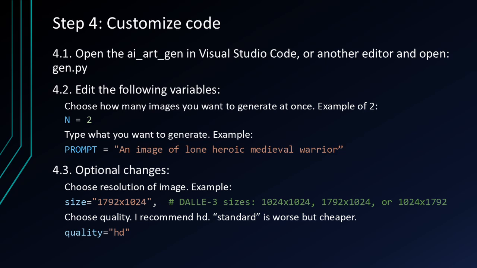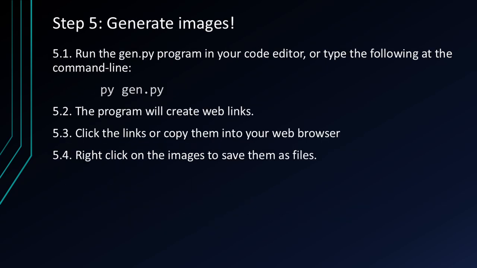Edit the following variables: n, prompt, size, and quality. I like to use the HD quality, but it does cost more credits. The prompt text is what you might type into a chat model like ChatGPT when you're asking it to generate an image. Step 5, generate your images.